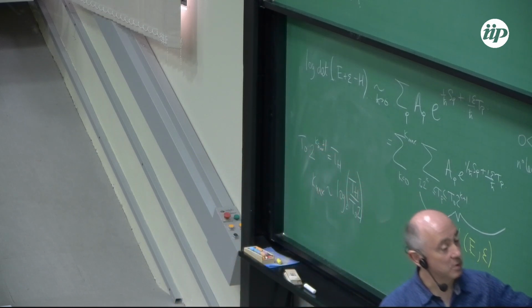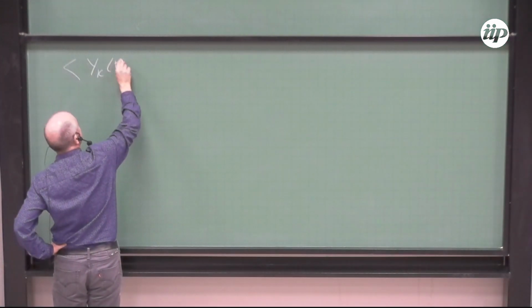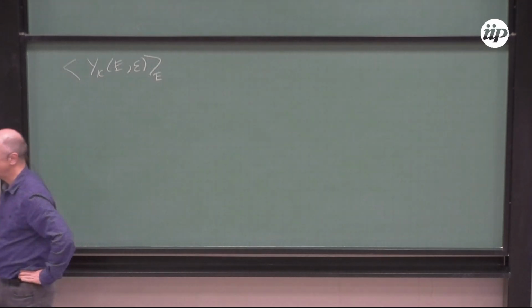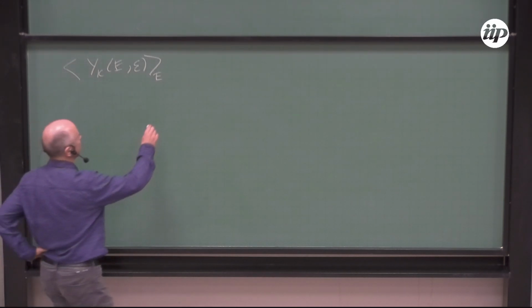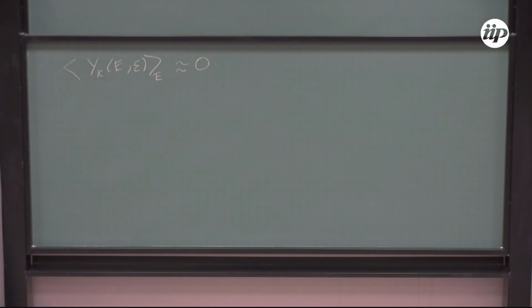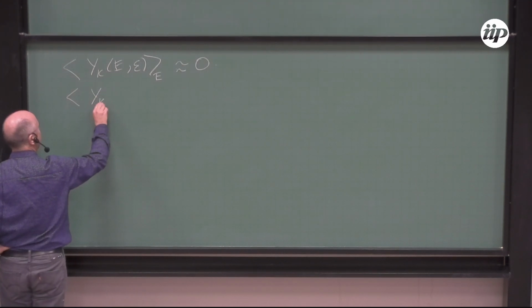So the first thing to ask is, what's their average? For example, with respect to E, average through the spectrum. And it's not difficult to convince yourself that the contributions here are all oscillatory. You're averaging over these oscillations. This is going to be essentially 0. So the average of the y's is 0. What about the variance?